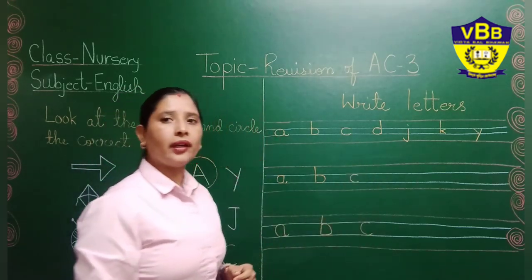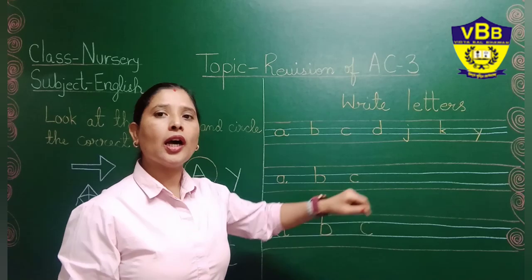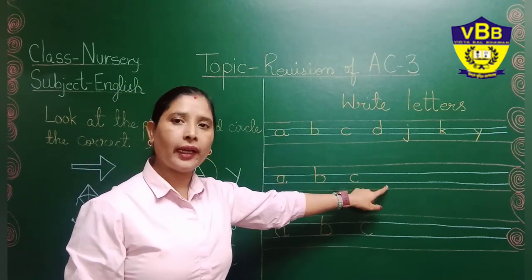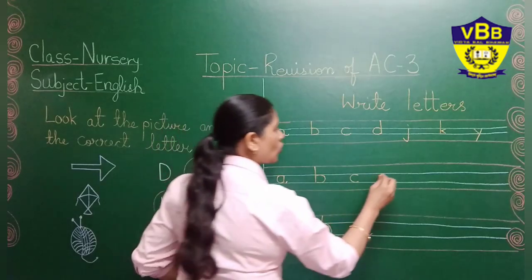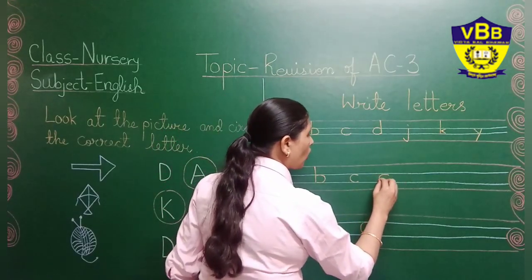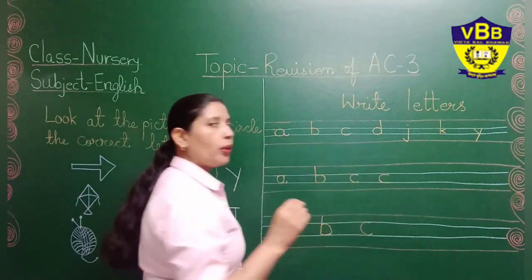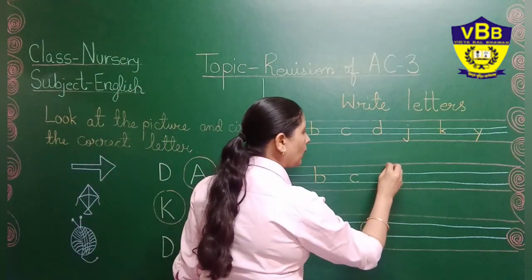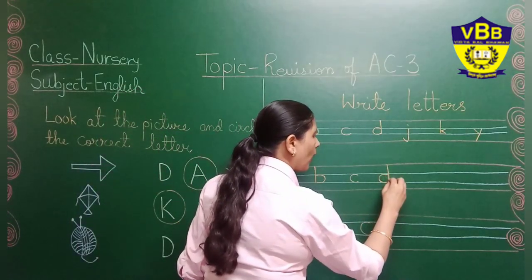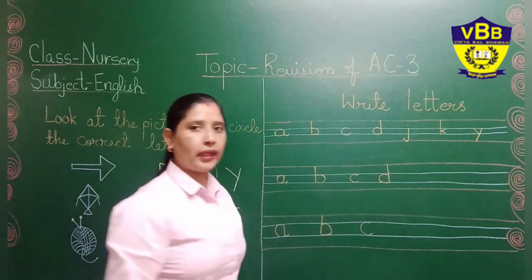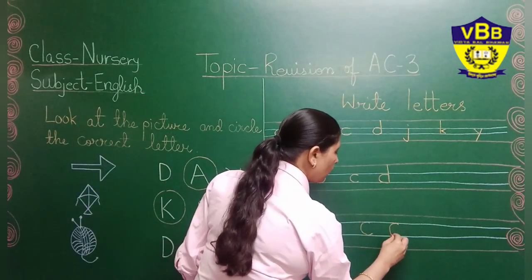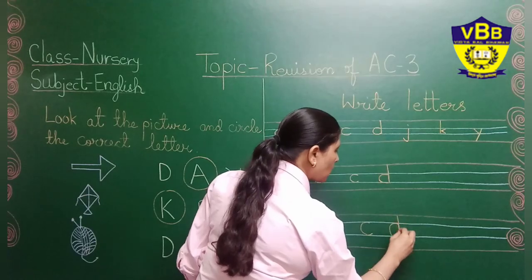To write letter D, first we have to make a small curve. So we will use second and third line, blue color line. So you all have to make one small curve. Now from the first red color line till the second blue line, we will make one standing line. Once more, small curve, one standing line.